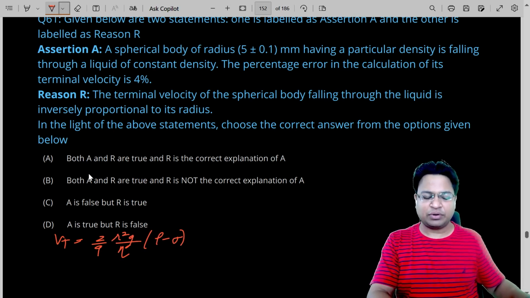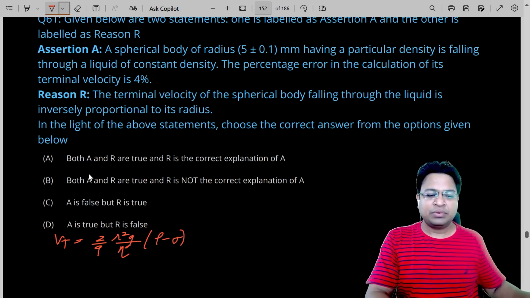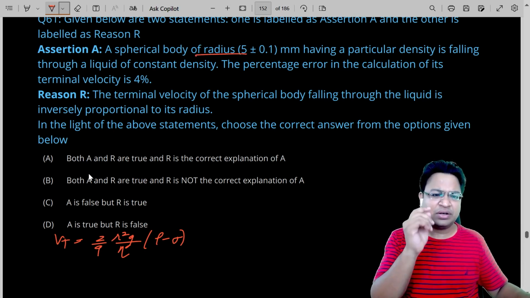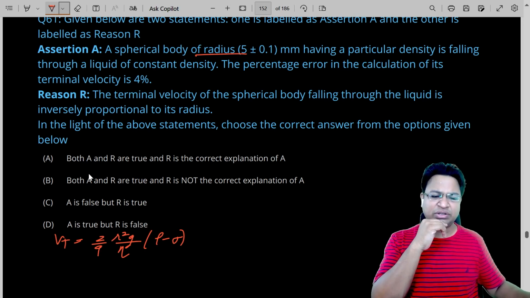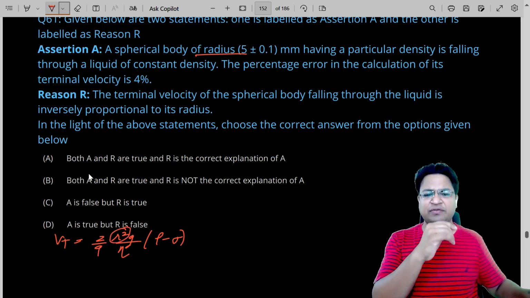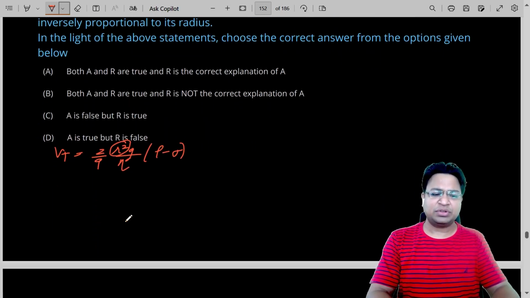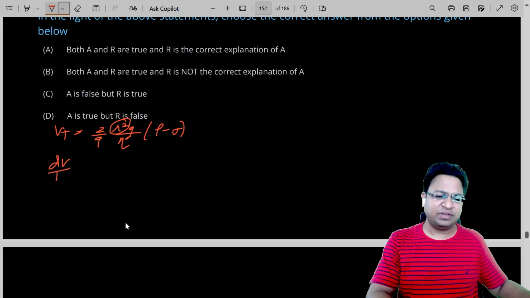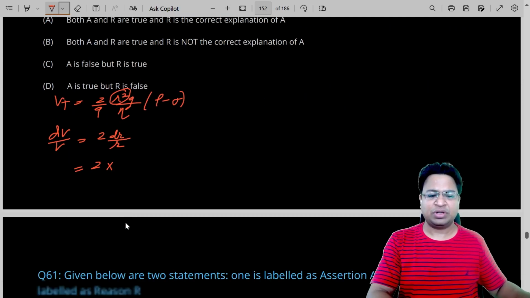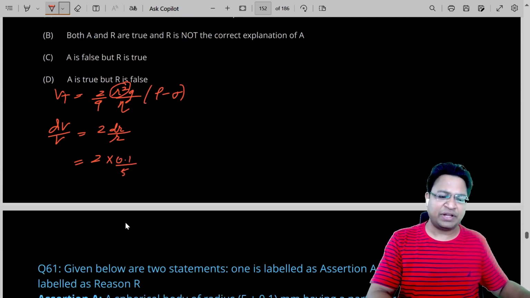So from here, what we can notice is that terminal velocity is dependent on radius, and the only thing right now we are considering is the radius. We have not been given any other information. So we are assuming that there is no error in any other quantity, and the only error is in the measurement of radius. So from the theory of radius, I'm going to write dv by v is equal to 2 into dr by r. All right. So dr was how much? It's 0.1 mm, and r is 5. And to get the percentage, I will multiply it with 100.